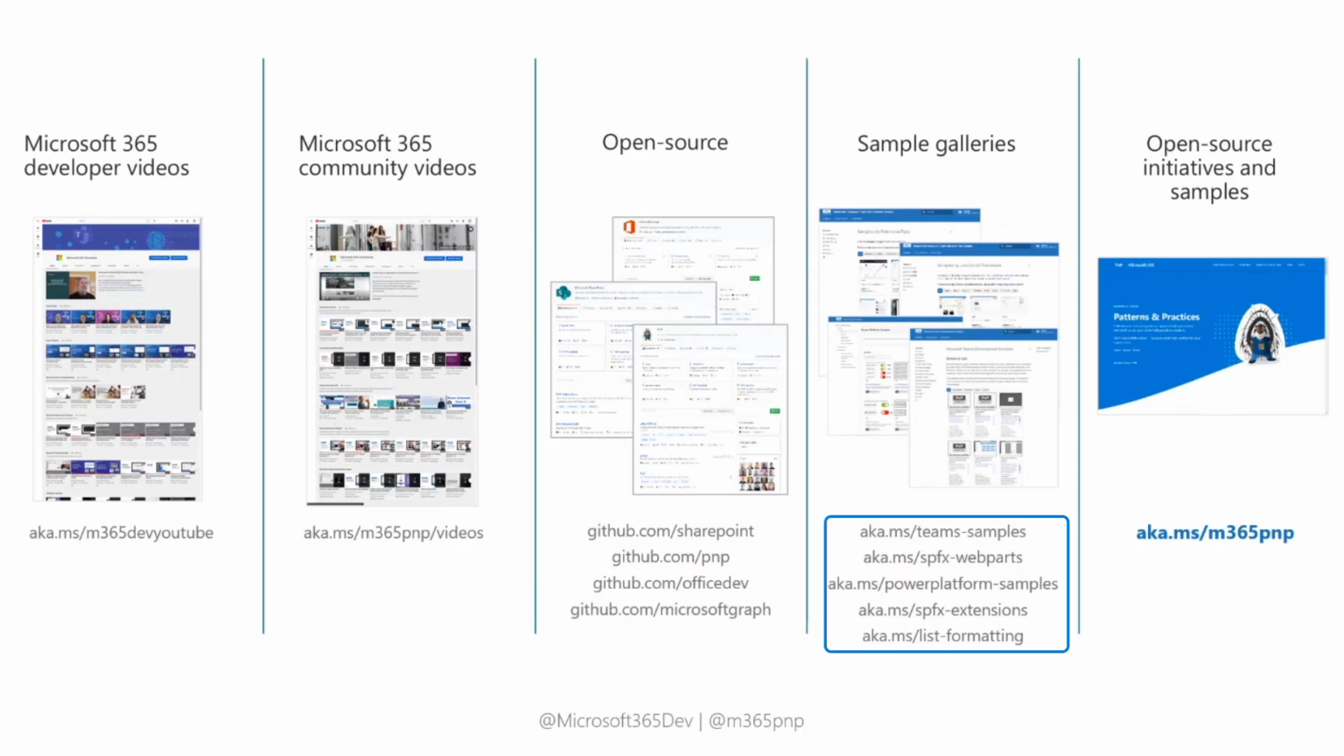As well, sample galleries. We've got tons of great samples. So team samples, SPFx web parts, SPFx extensions, Power Platform, list formatting samples, and more. Lots of great samples. It's a really neat way to go see how other folks have solved a problem or an issue you might be encountering in your dev day, and can sort of learn from that. It's a place I always check out when I've got a new project or a new ask from someone to see maybe has somebody else already solved this problem, and how can I learn from that? It's always a neat thing there.